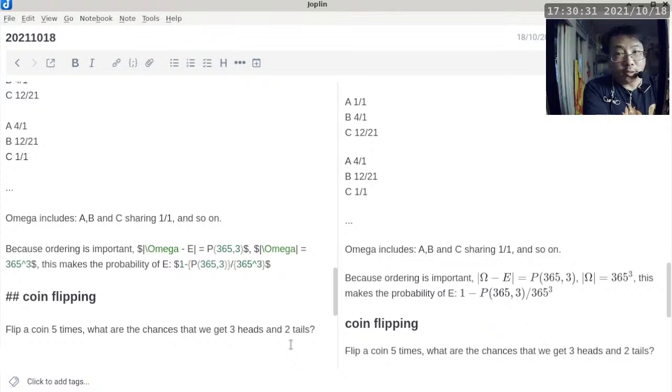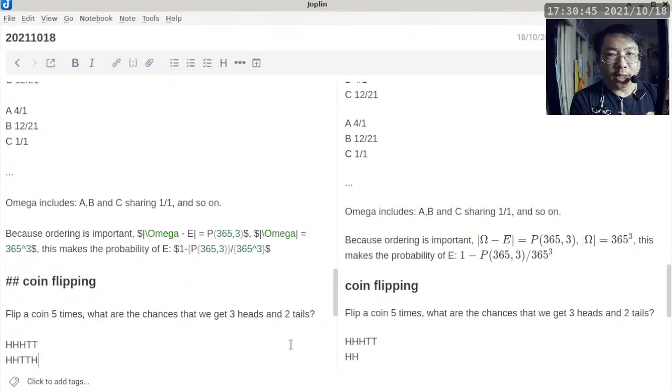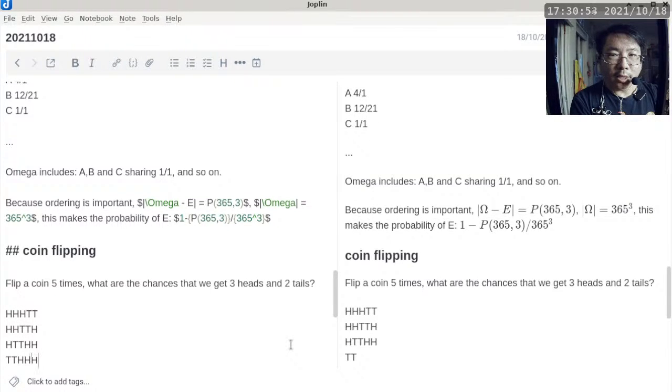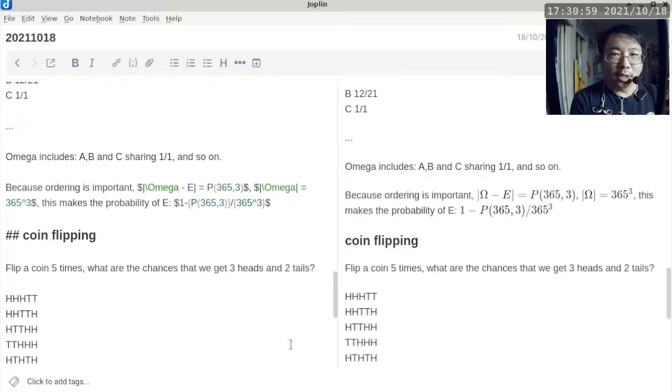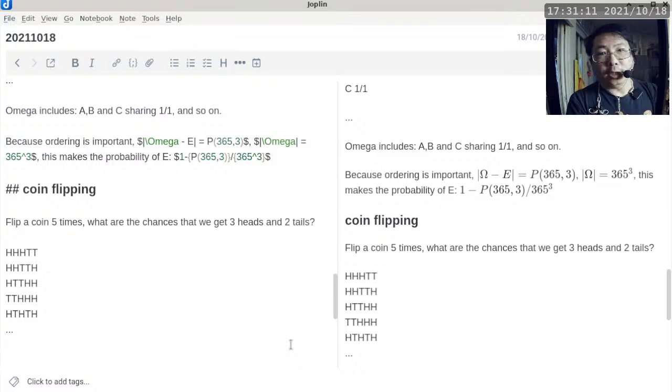Well, first thing is, we probably want to just visualize and say, okay, all of these things are counted as the event. So we can have head, head, head, tail, tail. We can have head, head, tail, tail, head. We can have head, head, tail, tail, head, head. We can have tail, tail, head, head, head. We can have head, tail, head, tail, head. We can have a bunch of these. The first question is, how many are we talking about?